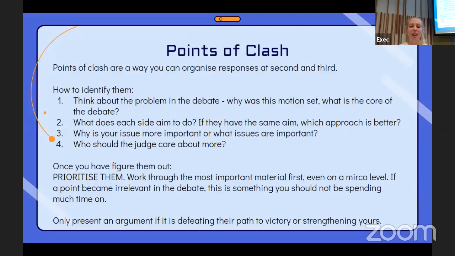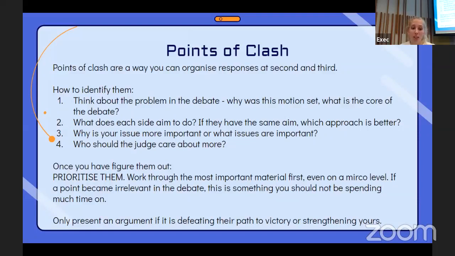So when you're then identifying the points of clash, you should be looking at, okay, we have the same aim. What did we differ on when we're talking about culture? What did we differ on when we're talking about teacher pay? What did we differ on when we're talking about student approach? Because each of you will have a different solution to that problem. So you're trying to weigh it in different ways.